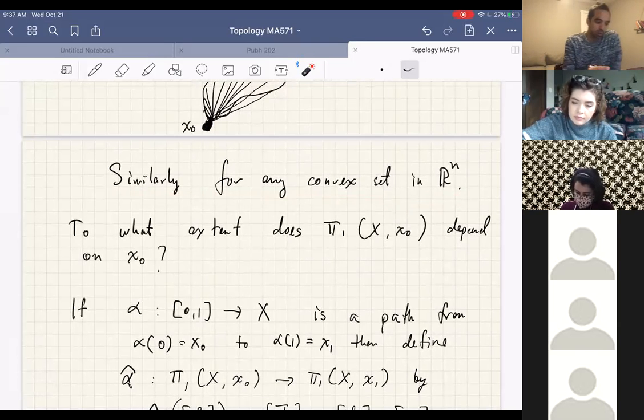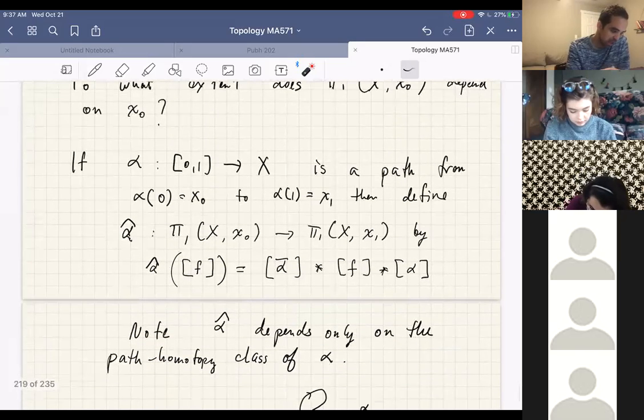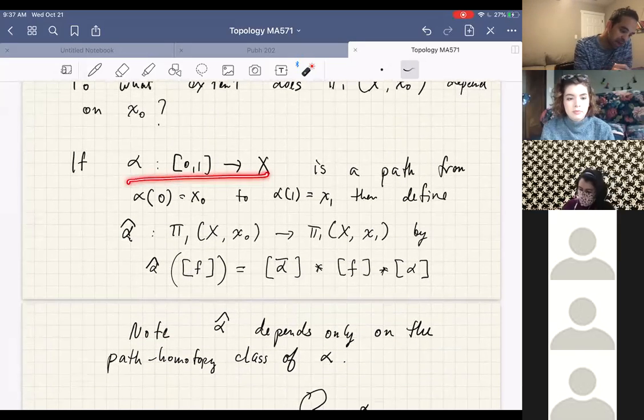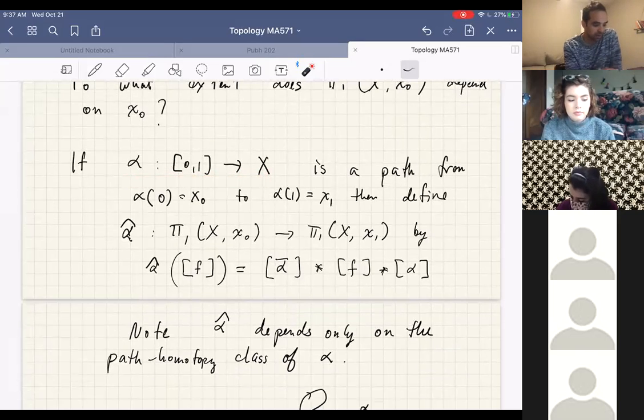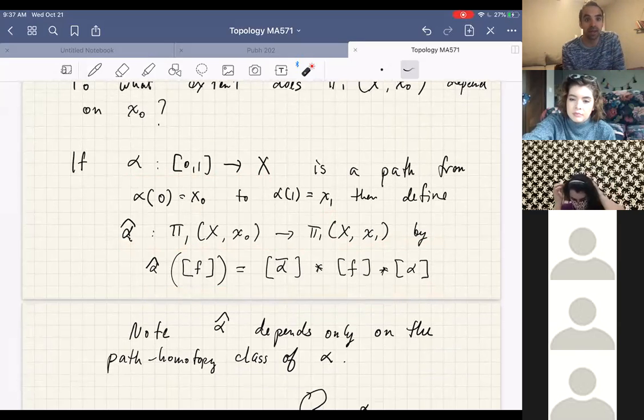Now you may ask, to what extent does pi1 of X at x0 depend on the choice of the base point? The answer is that if you have a path, let's call that alpha, from x0 to x1, then that path defines a homomorphism of groups, which I'm going to call alpha hat, which is given by conjugating a loop with the path alpha.